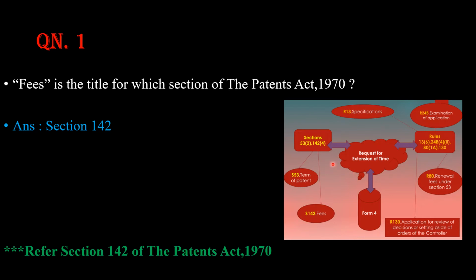Fine. So you can see here section 53 is term of patent, section 142 is fees, Form 4 is request for extension of time. Okay. Rule 13 is specifications. Rule 80 is renewal fees under section 53. And Rule 130 is application for review of decisions or setting aside of orders of the controller. And Rule 24B is examination of application. Okay, friends. So let us proceed.